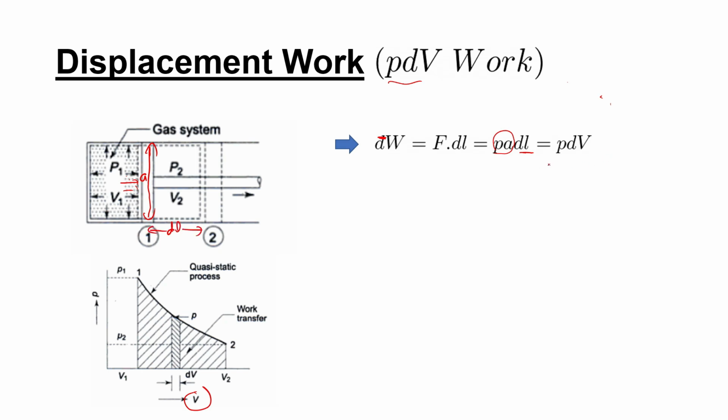Okay, so A into dl can be written as dV. A into dl is the dV, or the displaced volume. This is the volume displaced, because area into distance, that is the volume. So you can see that W12, that is work done, is equal to integral V1 to V2 P dV. That means initially its volume was V1. Now the final volume is V2. So integral V1 to V2 P dV.